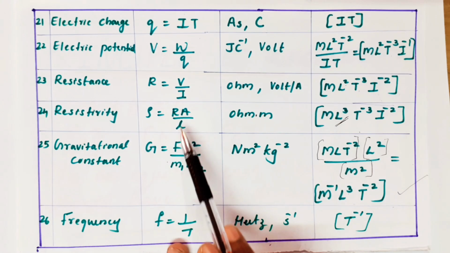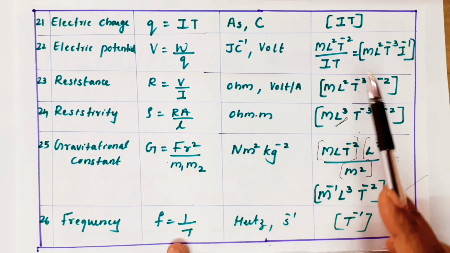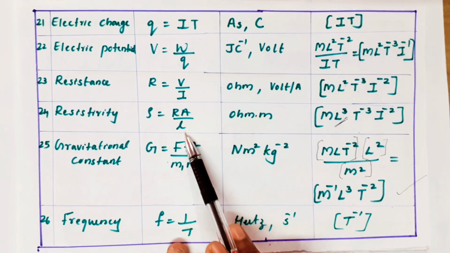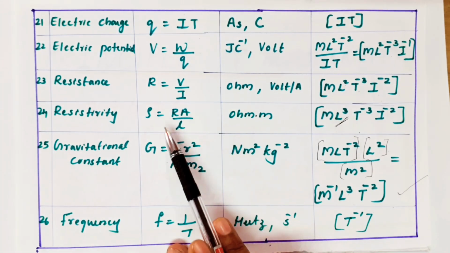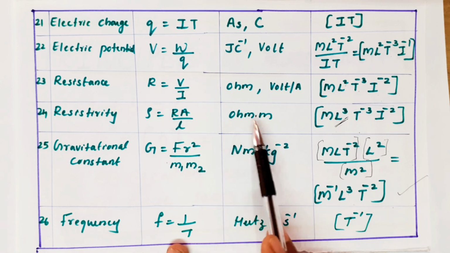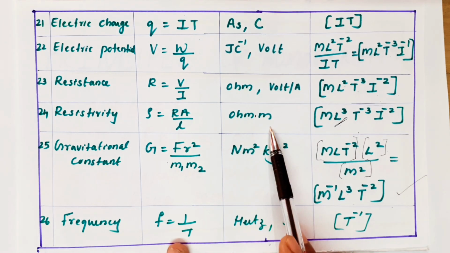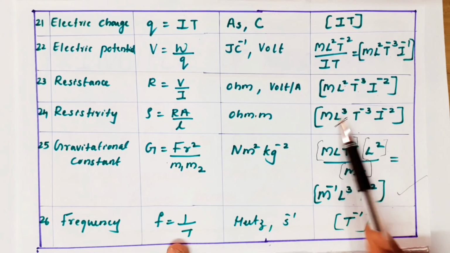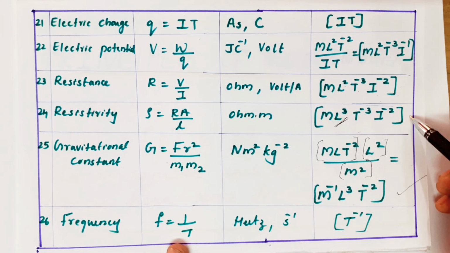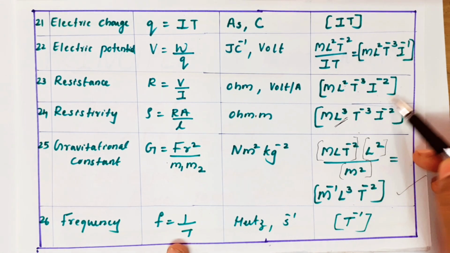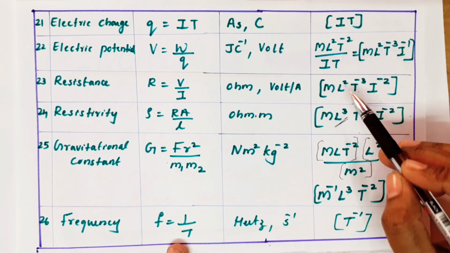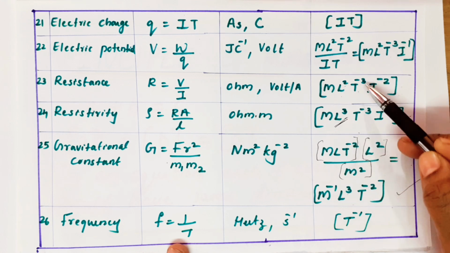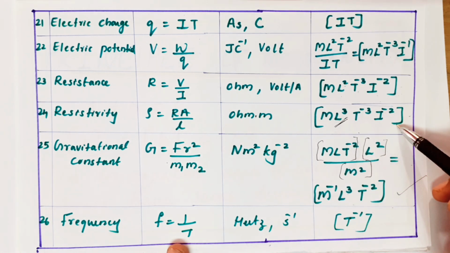Resistivity, rho equals RA by L. R we got it now. Remember RA by L means area is meter square, length is meter. So we can write it as ohm meter. It is ML cube. One more L will come. If you compare this with this, ohm is here. With ohm, you add meter. Meter means one more L. So ML square becomes ML cubed. T minus 3, I minus 2.